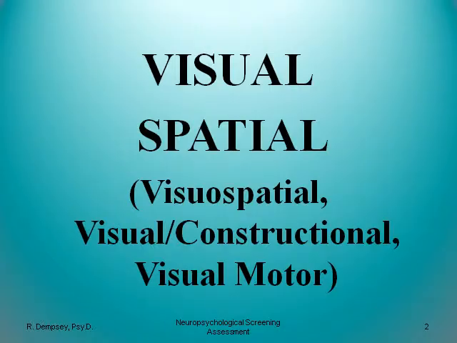You might also see visual constructional or visual motor. These are all kind of used interchangeably, though they do measure different things. Certainly motor ability, hand-eye coordination, it measures that. Visual is your ability to see and perceive. Visual-spatial and visual constructional is how you're putting things together, but sometimes they're used interchangeably.